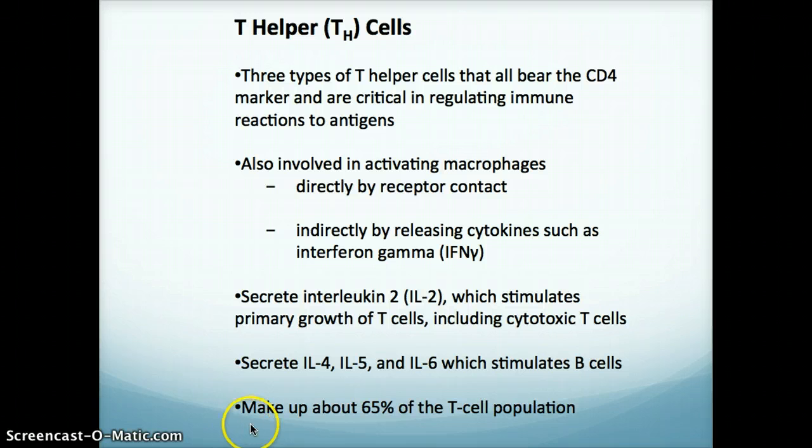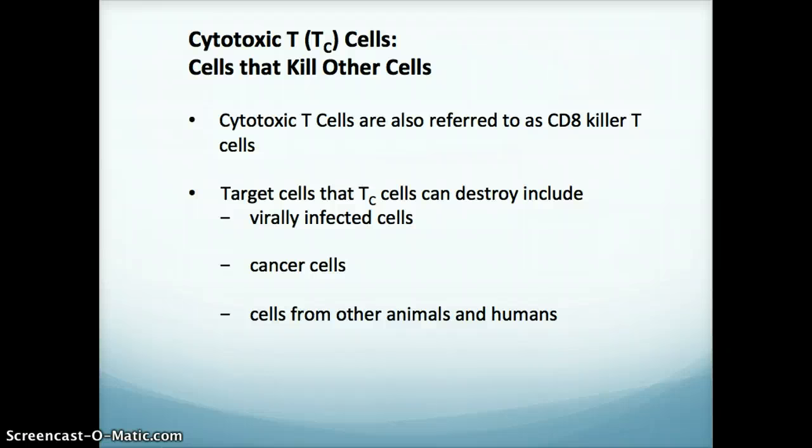The T helper cells make up about 65% of the T cell population, so they're our most prevalent T cells. We also have the cytotoxic T cells, and these are cells that will kill other cells. They're also referred to as CD8 killer T cells. They target cells that are virally infected, perhaps are cancer cells or cells from other animals and humans. And they have that CD8 receptor, and they bind to that MHC1 complex.